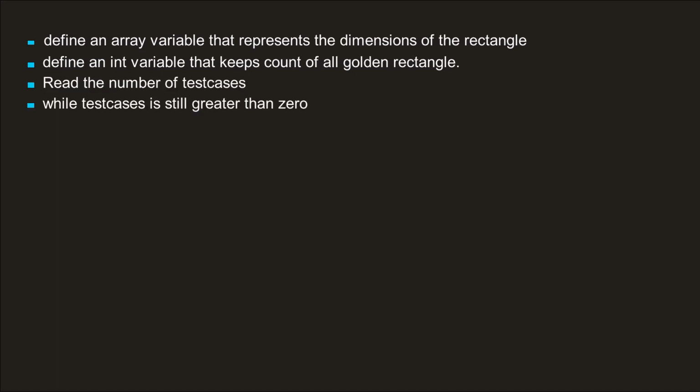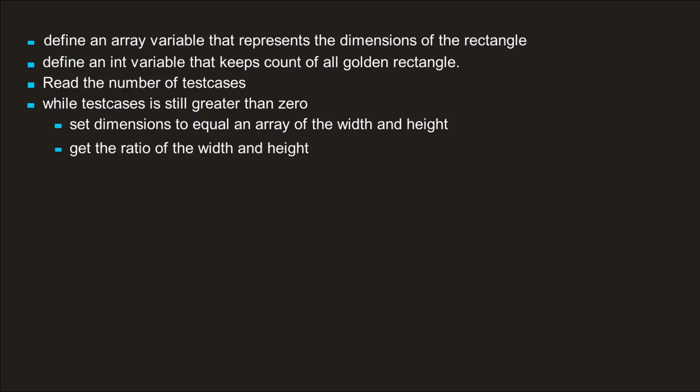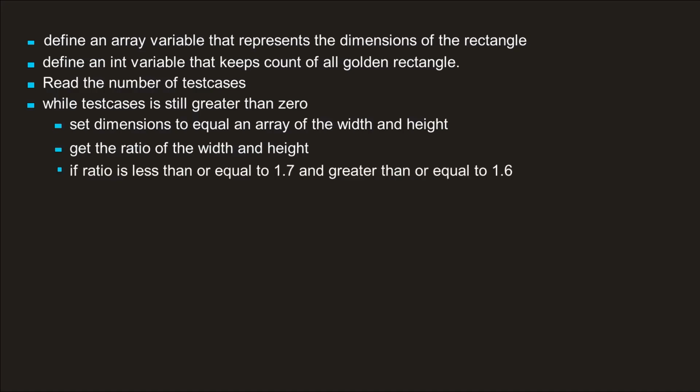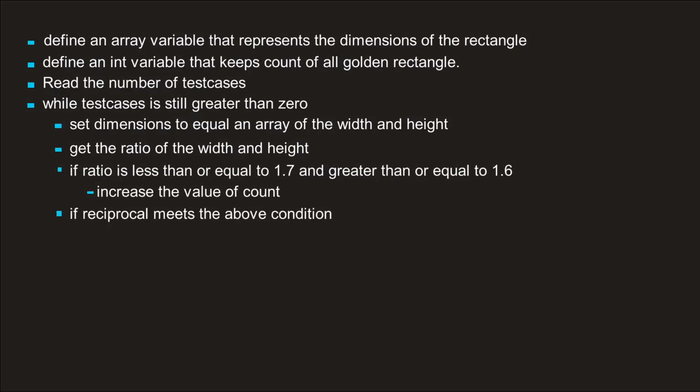Now while test case is still greater than 0, we read from the input source again, and we split the values gotten from the input source into the width and the height, and we store them in our dimension array. So our dimension array is going to point to the width and height of the particular rectangle at that point. Now we get the ratio of the width and height using the dimension array. We use the width to divide the height, and if this ratio is less than or equal to 1.7 and greater than or equal to 1.6, take note of the and, we have to increase the value of count. Then we take the reciprocal of the ratio one more time, and if this particular value again meets the condition given above, we have to increase the value of count again.